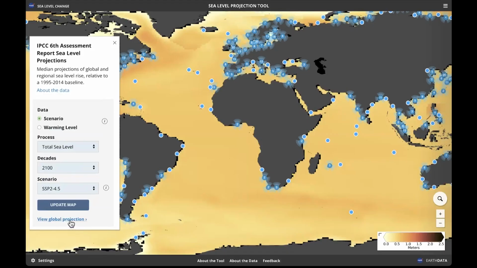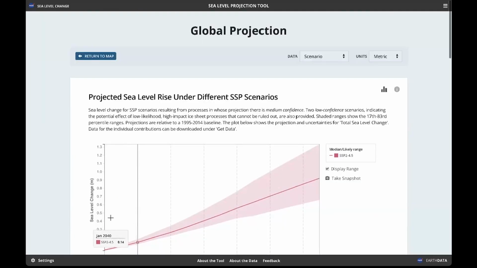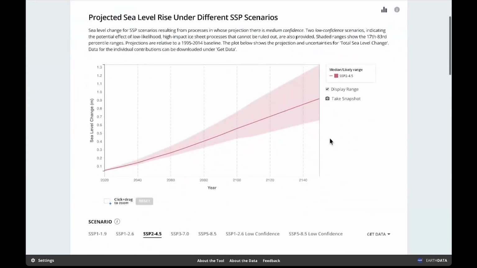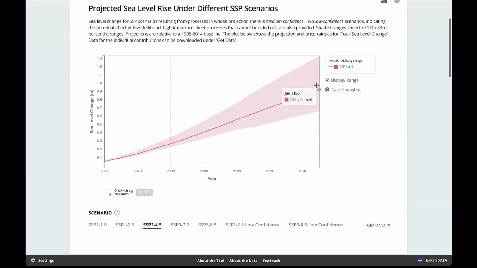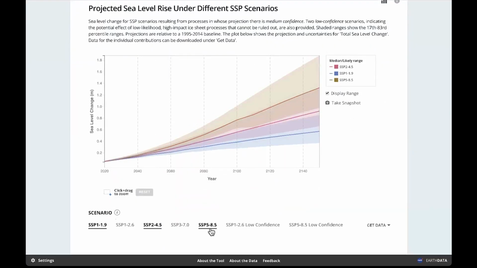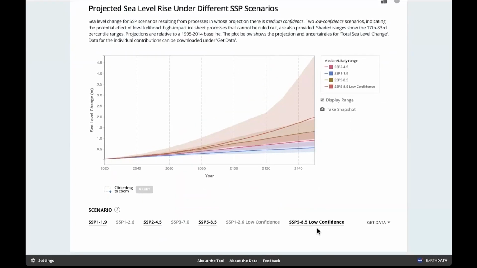Most users of this are going to want to dive into a particular location, but just briefly, if we go to view global projection, we can look at some of the same sorts of results that you see in the IPCC report. Just notice here, we can also switch between scenario and warming level projections and between metric and American units. This plot here is showing you projections, in this case for SSP2-4.5. You can turn on different scenarios here. All of these on the left are only considering medium confidence processes, but we can also, for instance, turn on the SSP5-8.5 low confidence projection.